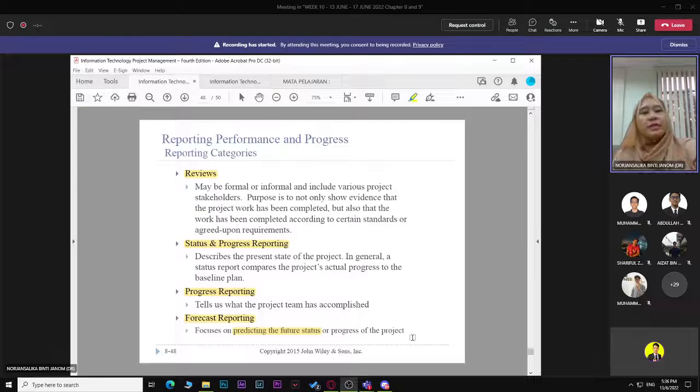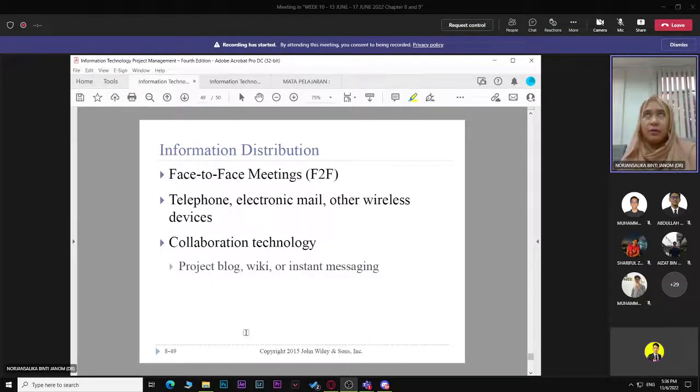Okay, so this is one of the categories in order to do the project monitoring, whatever that you have just now, the calculation and so on, you need to do the review and reporting. Review, reporting, it can be in terms of status, progress reporting, forecast reporting, okay? Whatever problem that you have, this is the things that you need to share, need to communicate in proper writing with your team members and also your project sponsor actually.